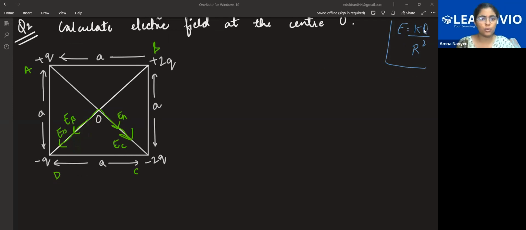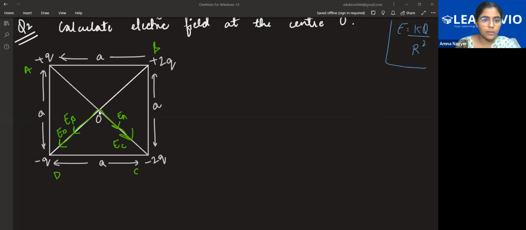Regarding Q, that is the charge. Q is present here, plus 2Q is present here, minus 2Q is present here, minus Q is present here. So Q is also present, so we do not have a problem in finding out Q. Correct. We have R square.